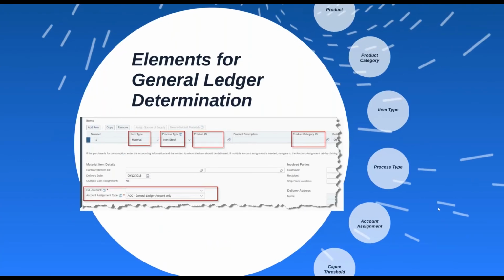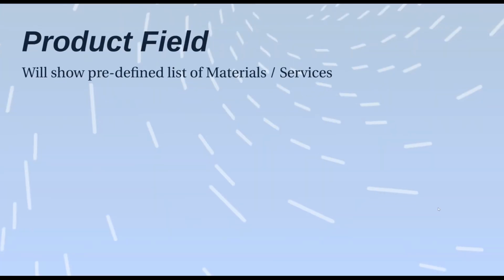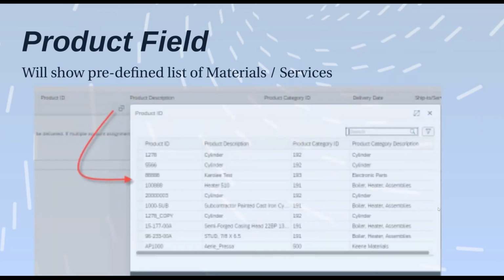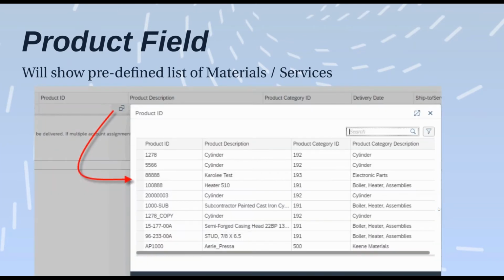So when we talk about each of these elements, the product field is really a predefined list of materials or services. So this is a master list that you set up in the system and configure ahead of time and represents all of the potential products that you buy and sell. These could be items that you maintain as inventory. It could be items that you purchase as capital assets. It could be services that you buy that you simply want to expense.